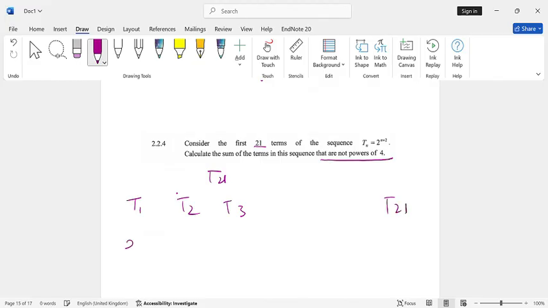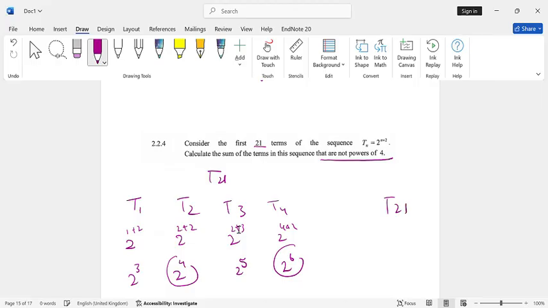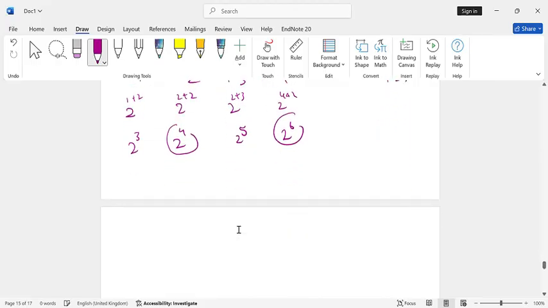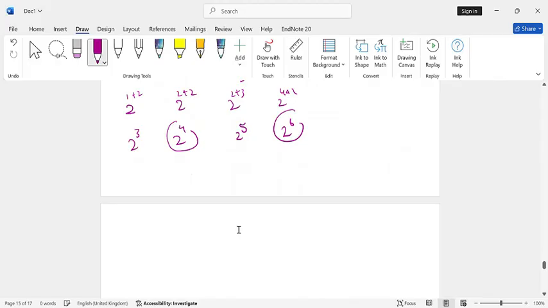So if I write 2 power 1 plus 2, 2 power 2 plus 2, 2 power 3, then 2 power 3, 2 power 4, 2 power 5, and 4 plus 2 is 2 power 6. Okay, so as you can see, these are the even powers, so they can make the power of 4. And 2 power 3, 2 power 5 did not make the power of 4. Okay, so they are odd, and we are going to work on it.